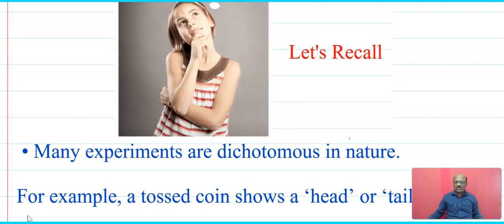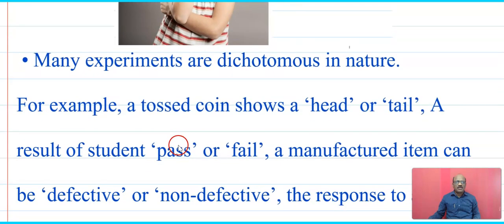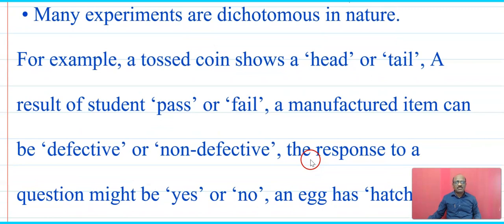Now let us recall. Many experiments are dichotomous in nature. For example, a tossed coin shows head or tail. That means it shows two results. A result of a student is pass or fail. A manufactured item can be defective or non-defective.